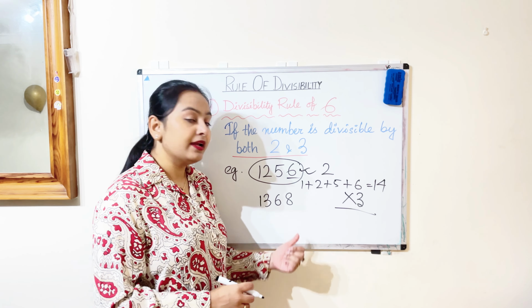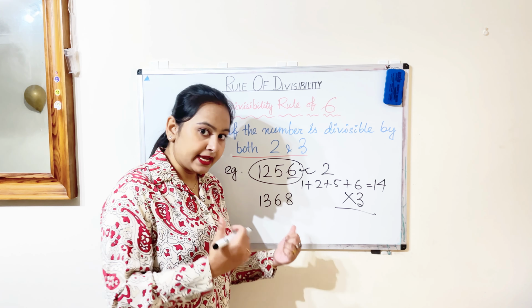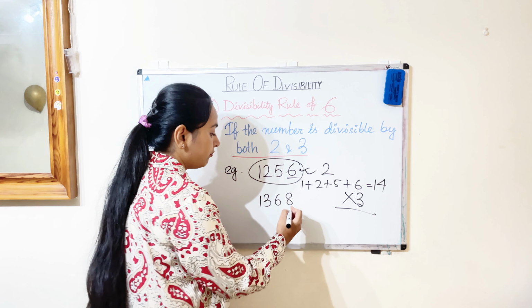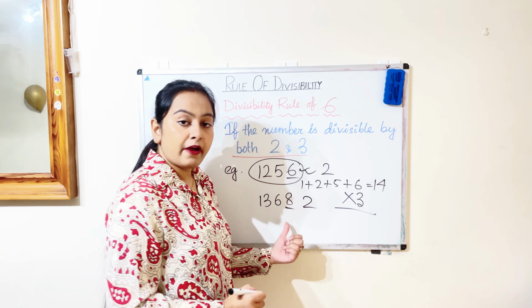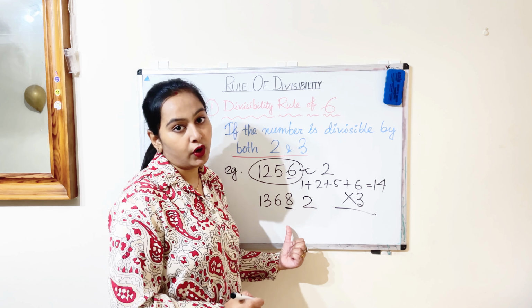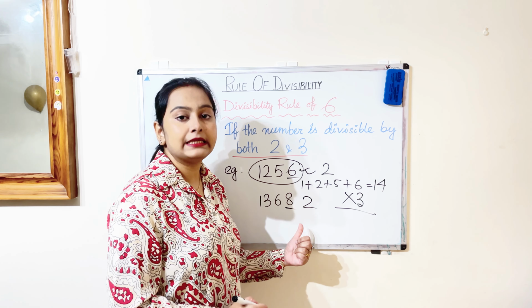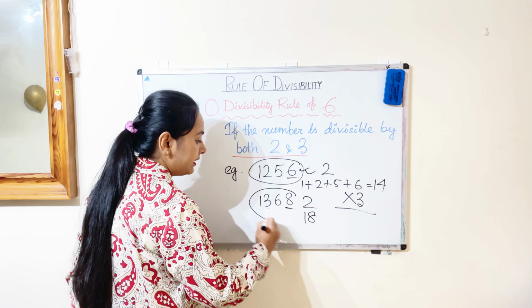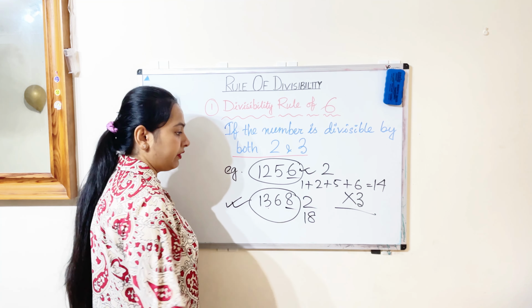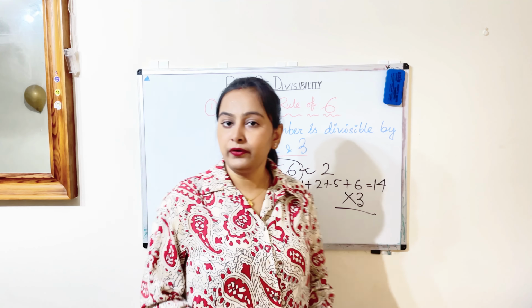Right? Now take the second example: 1368. Is this number divisible by 2? Yes, this number is divisible by 2. Why? There is 8 at the unit place. Now let's find out whether this number is divisible by 3 or not. We just have to add all the digits. 18 is coming, so 18 is divisible by 3. So this number is divisible by 3. Right? I hope all of you understood this.